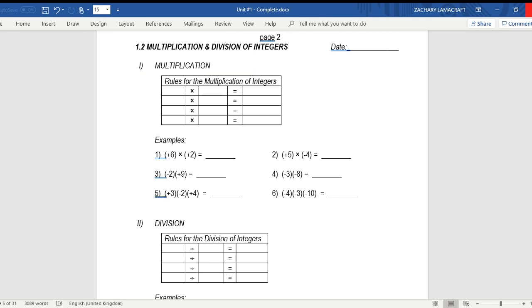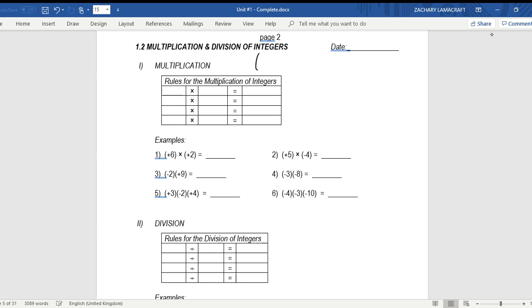Okay, so you should be on 1.2, which is the multiplication and division of integers. We just went over adding and subtracting of integers, whether they're both positive numbers, both negative numbers, or a negative and a positive. And we're going to be doing the exact same thing here, but with multiplication and division.